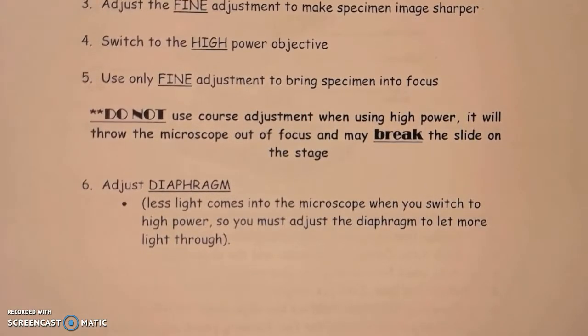Lastly, when you're done, you can adjust the diaphragm if you need a little bit more light. If it's a little too dark, open up the diaphragm to get a little more light through so you can see the image a little brighter. When you're done, please flip to the next page and we will review the parts of the microscope.